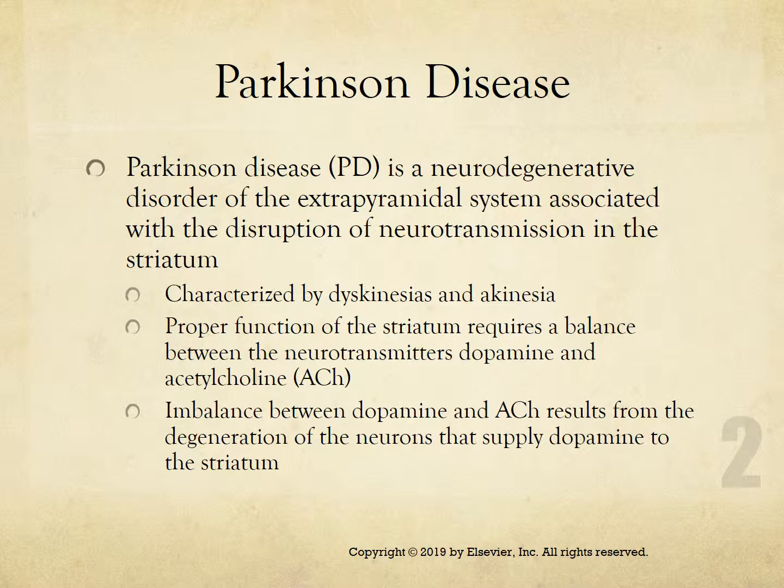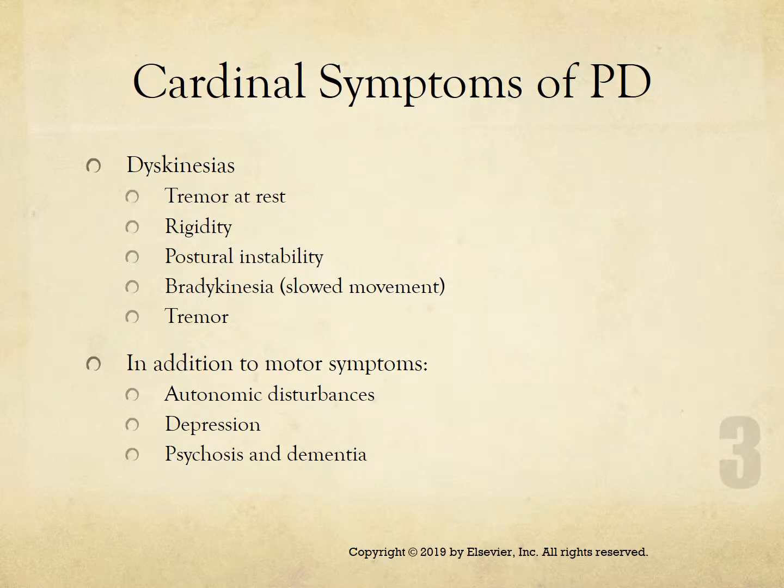Proper function of the striatum requires a balance between the neurotransmitters dopamine and acetylcholine. Imbalances between those two arise from the degeneration of neurons that supply dopamine to the striatum. Okay, so that's what causes Parkinson's disease. Cardinal symptoms of Parkinson's include those dyskinesias, which are tremors at rest, rigidity, postural instability, bradykinesia, which is slowed movements, and tremors. In addition to motor symptoms, you can have autonomic disturbances, depression, psychosis, and dementia.